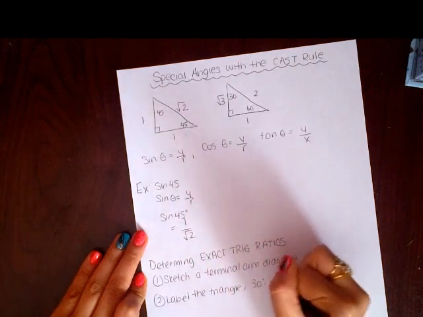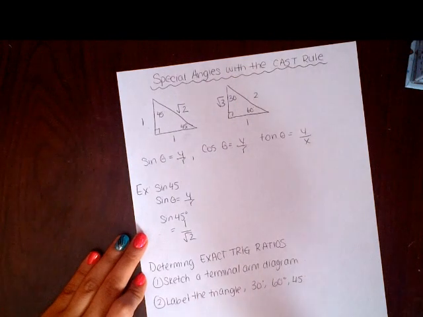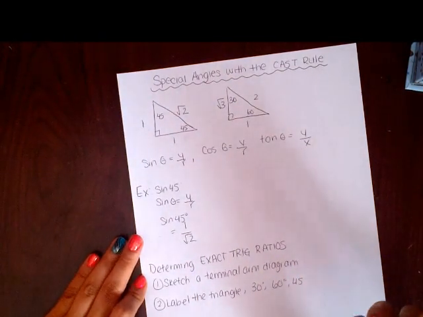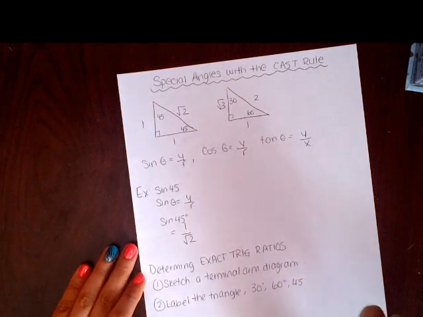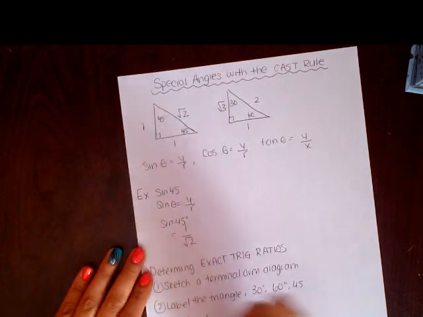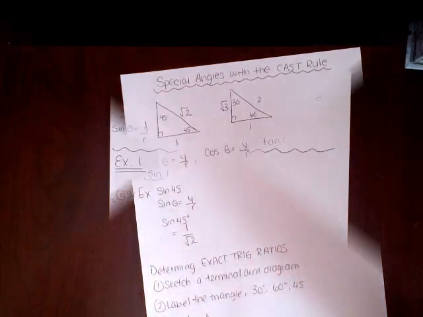Either 30 degrees, 60 degrees, or 45 degrees. And these are your special angles. And use your special triangles and label the sides, and from there you can solve for the appropriate trig ratio. And to make sure that you did this correctly, use the cast rule to make sure that the ratios that were created are correct.